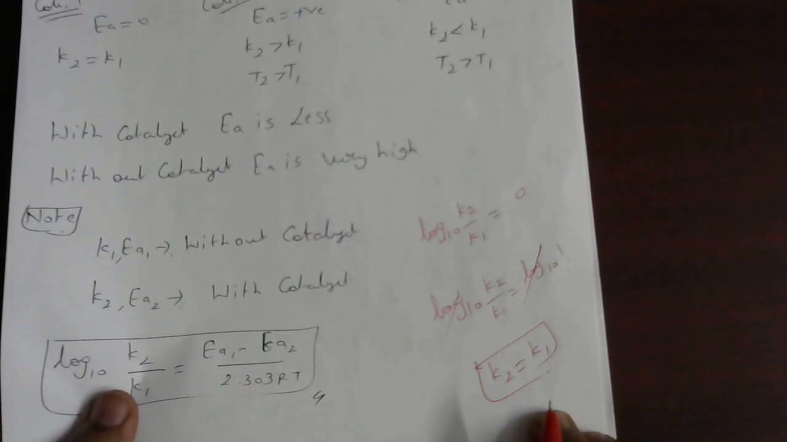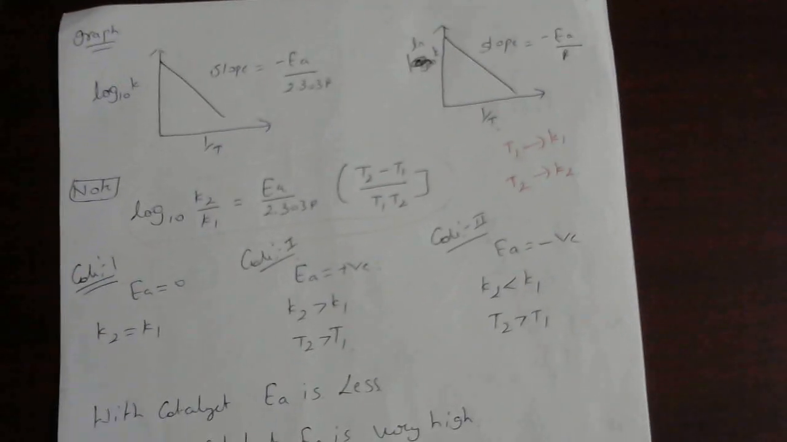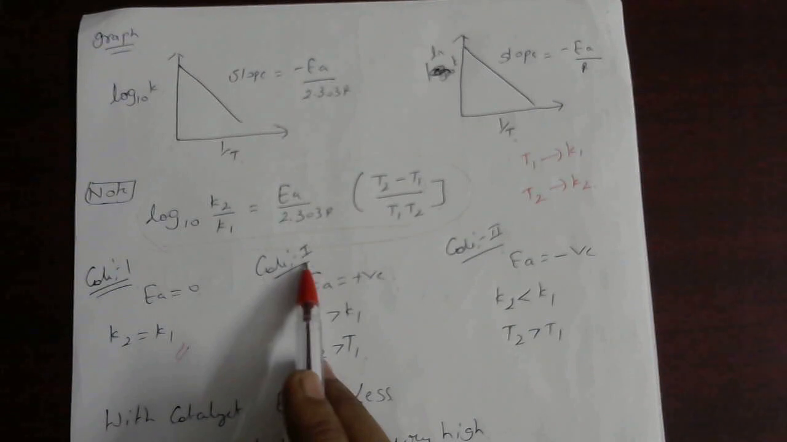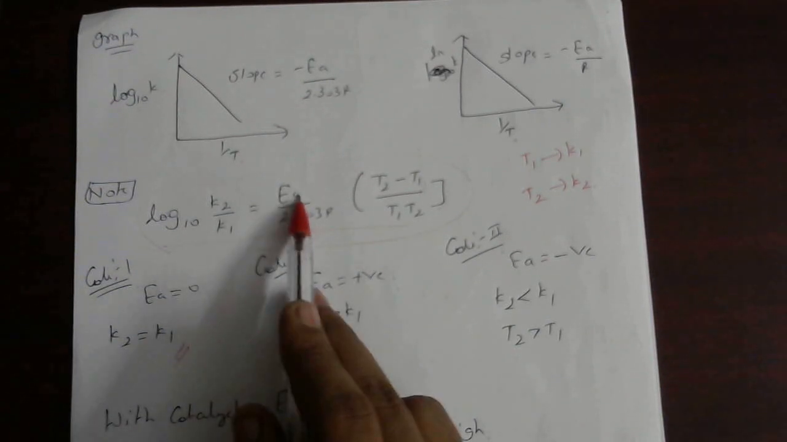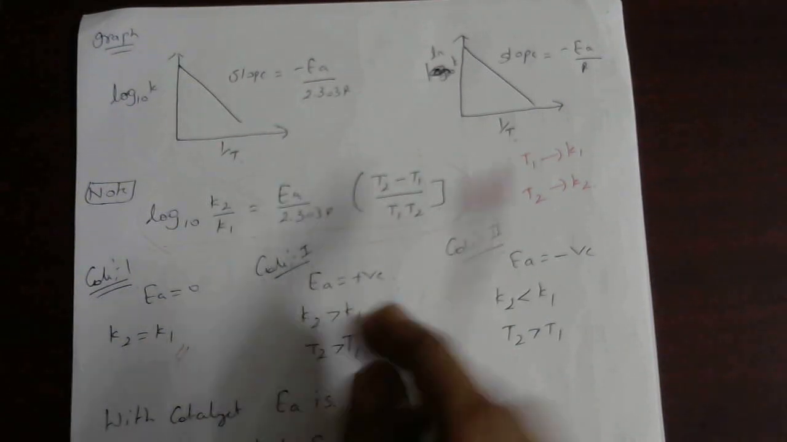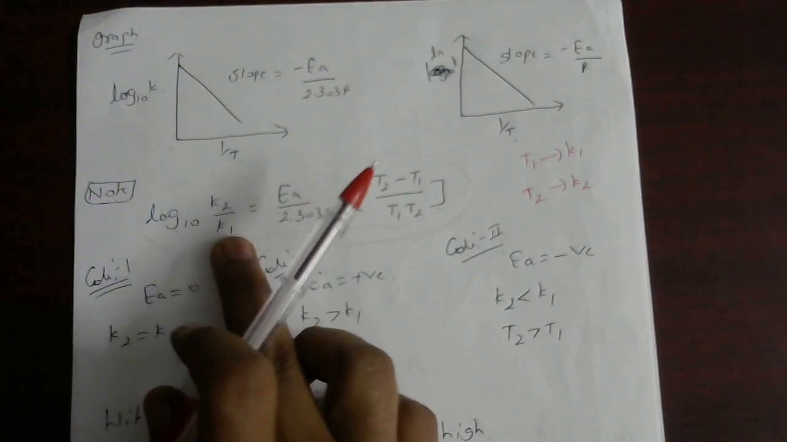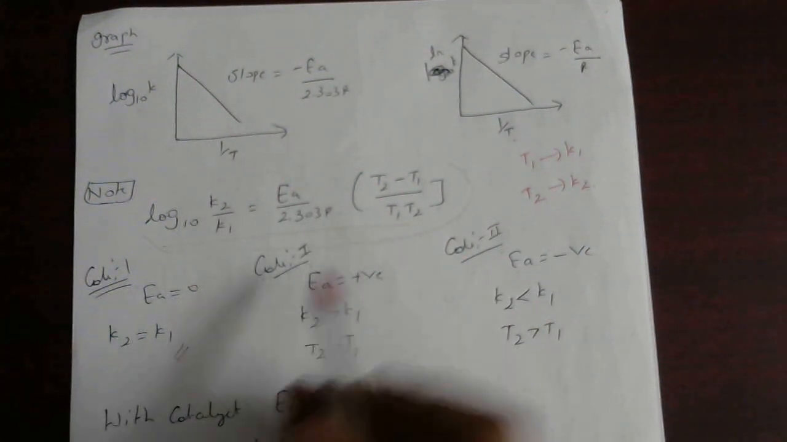So you will be getting K2 equal to K1. So here we have got something like this. And case 1, try to keep activation energy equal to plus. Means this whole term will be plus. Means log base 10 K2 divided by K1 will be greater than 0.